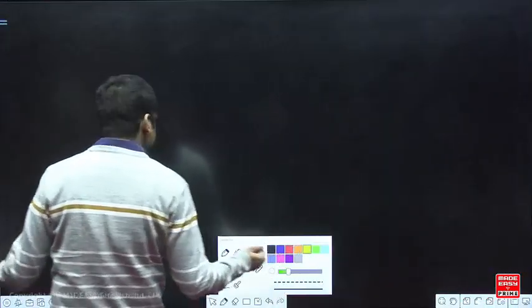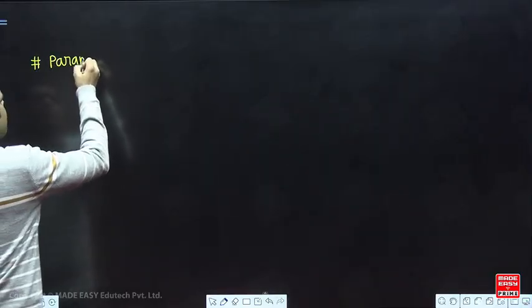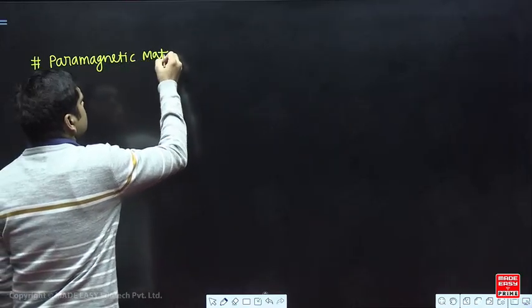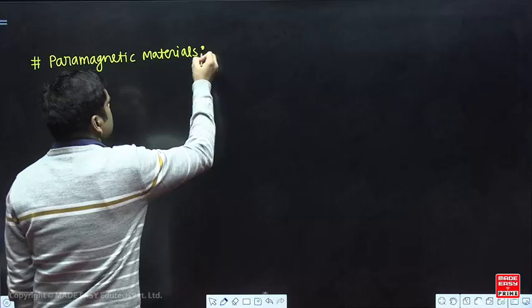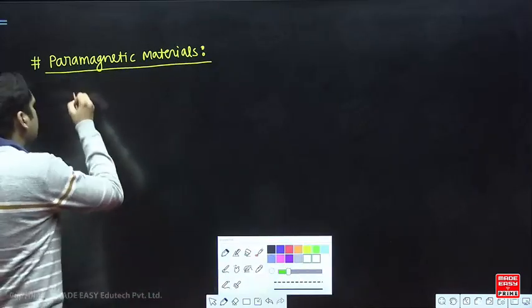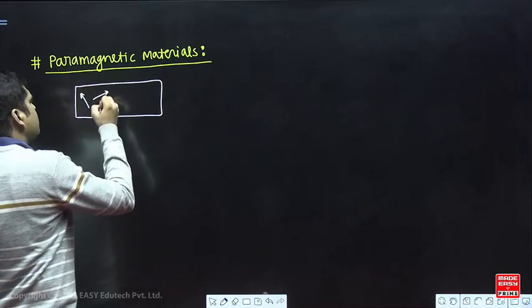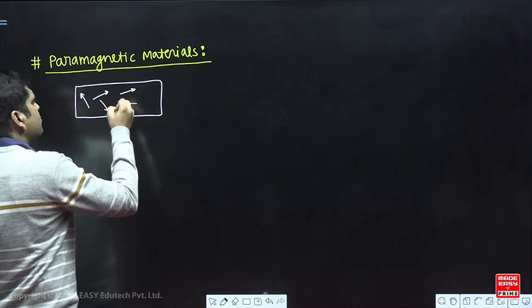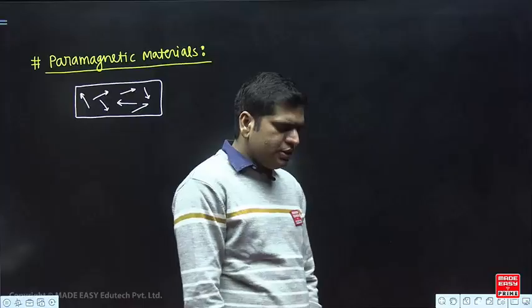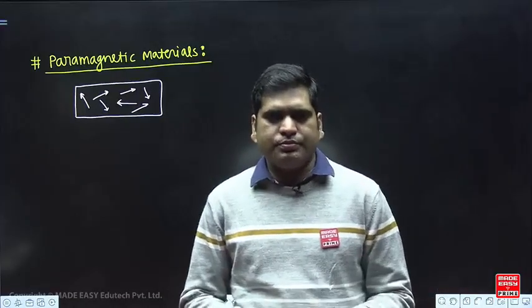paramagnetic materials. Briefly, we would be talking about all the materials. So, paramagnetic materials are the materials which contain permanent magnetic dipoles, but the dipoles are randomly oriented. They are equal in magnitude and they are randomly oriented. Because of random orientation, they will cancel each other. So, in the absence of magnetic field, you will not get any magnetization.